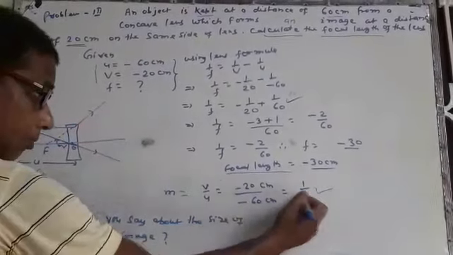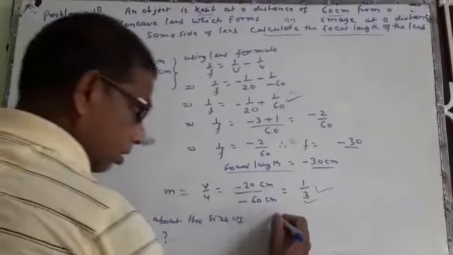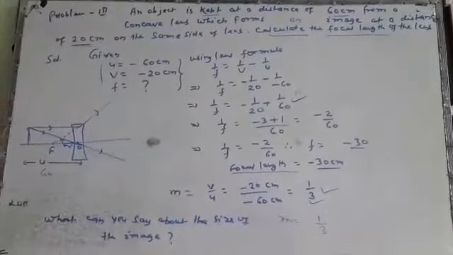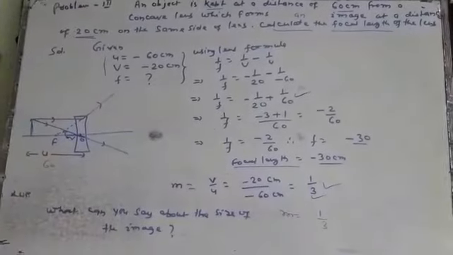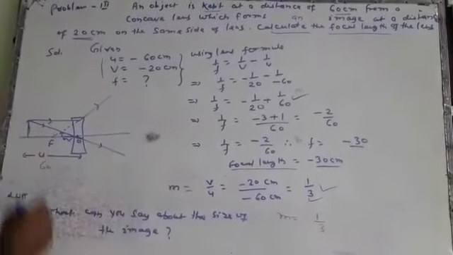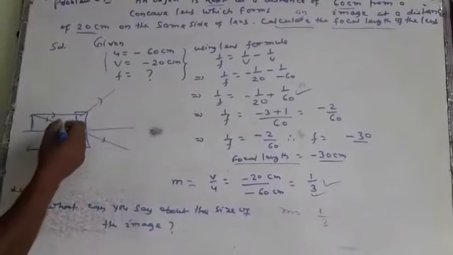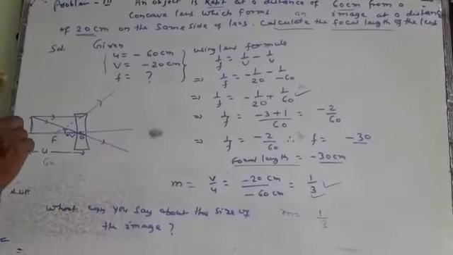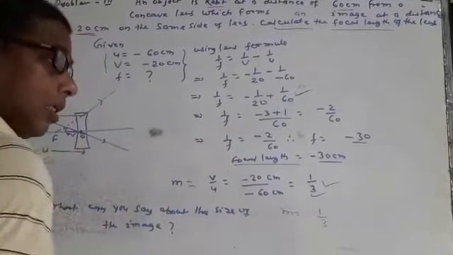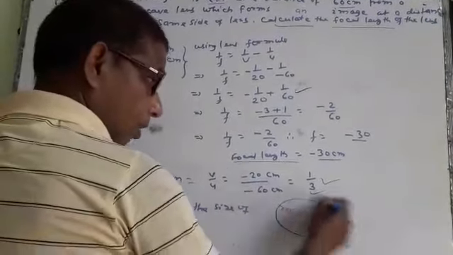m equal to 1 by 3. This means less than 1. This means the size of the image is 1/3 of the object. Suppose the size of the object is 3 cm, the image will be 1 cm. If the size of the object is 9 cm, the image will be 3 cm. That is 1/3, 1 by 3.